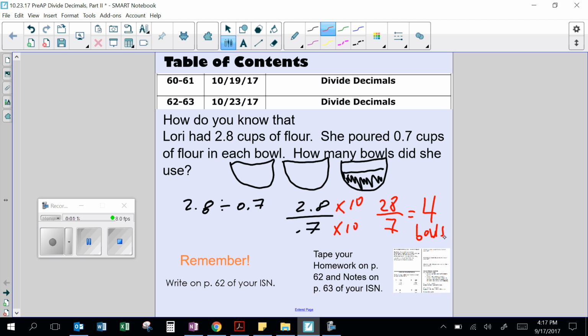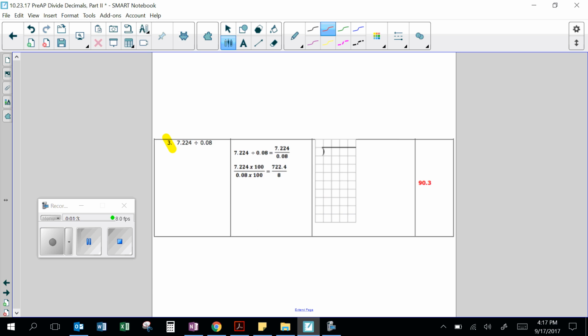To check my answer, I can multiply 4 times 7/10 is 28. One place behind the decimal point, so 2 and 8/10. So 4 bowls is the answer. All right.